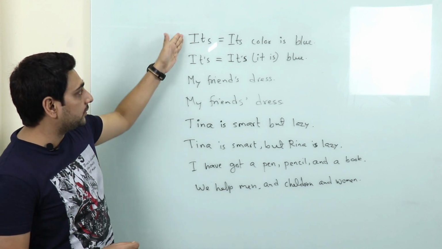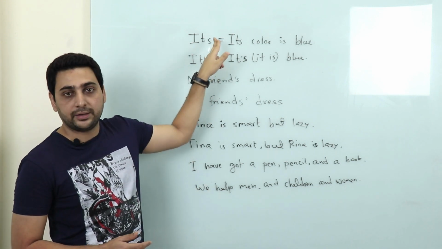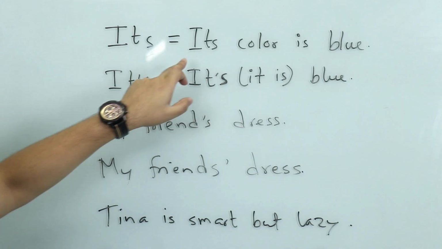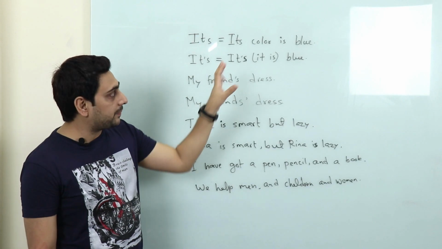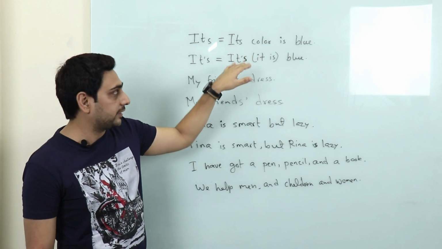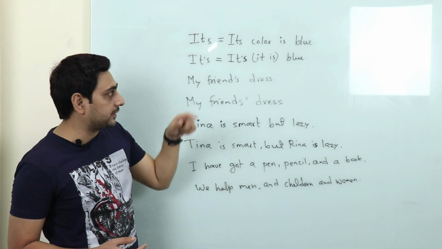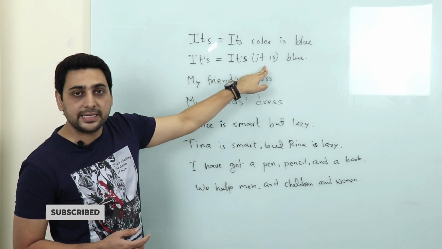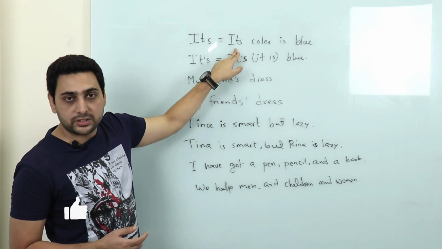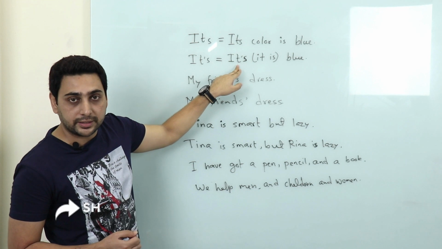For example, the confusion that arises with its and it's, with apostrophe and without apostrophe. As you can see in these sentences, I will request you to remember the use with these examples. For example, its color is blue. Many people write the opposite. For example, when they want to write it's, that means it is, they rather write this one, which is wrong. So you cannot write this one here.